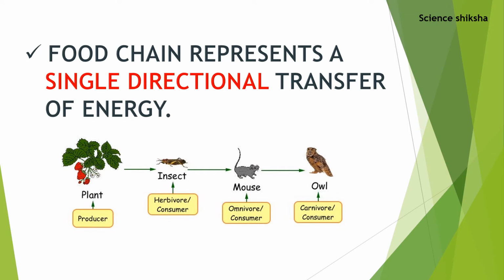This can be explained with the help of an example. Here, plant is eaten by insect, and insect is eaten by mouse, and mouse is eaten by owl. In this food chain, there is single directional transfer of energy. It means that mouse cannot be eaten by an insect, and an owl cannot be eaten by a mouse. It means there is only a unidirectional flow of energy.